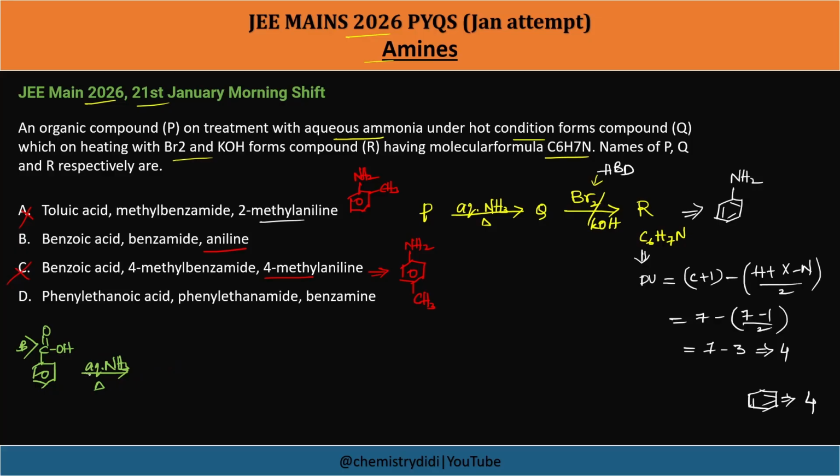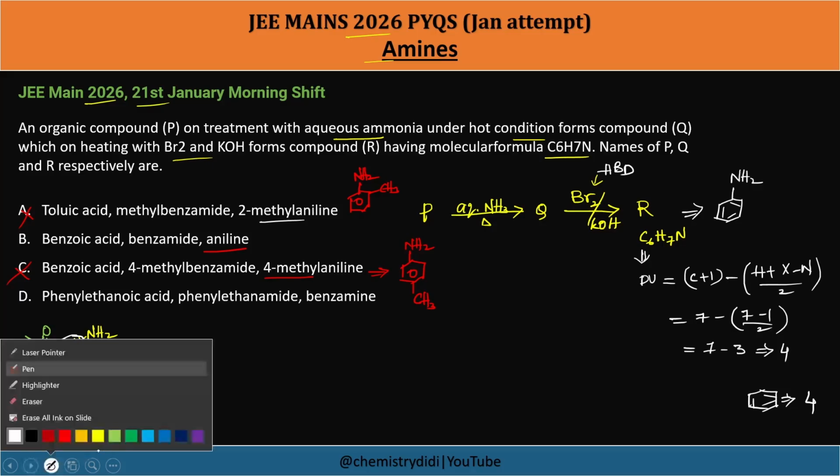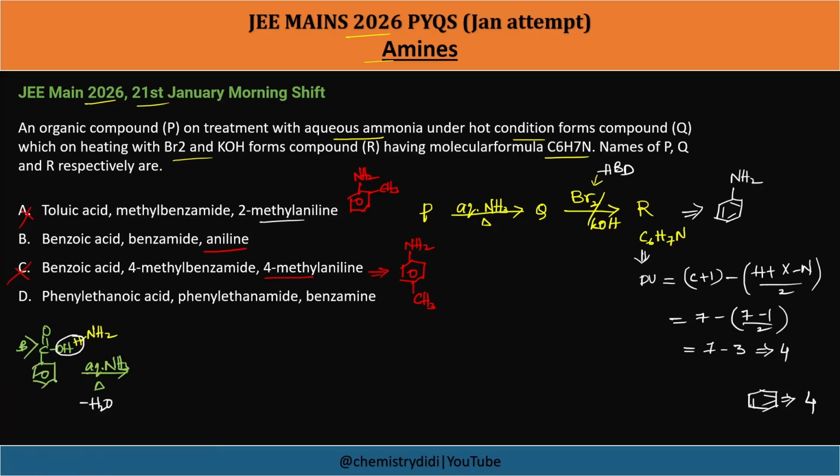And let me tell you the trick. Whenever they give an acid and ammonia, you just do one thing. Write the ammonia like NH2 and one more H, then you can simply remove water. As they mentioned heat, water removal takes place. Just make a bond between carbon and nitrogen, so you'll get this product. This is the trick that you can use in order to write the product easily.